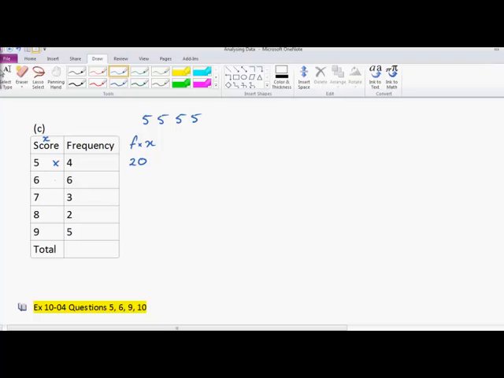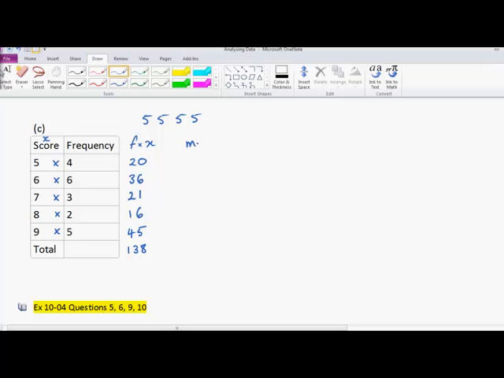The next 6 scores are all 6s, so those would total 36. The next 3 scores are 7s, so that would total 21. The next 2 scores are 8, that would total 16. And the next 5 scores are 9, so that would total 45. Alright, so my total for this FX column, I have to add those numbers up. So let's just quickly do that. So that gives me a total of 138.